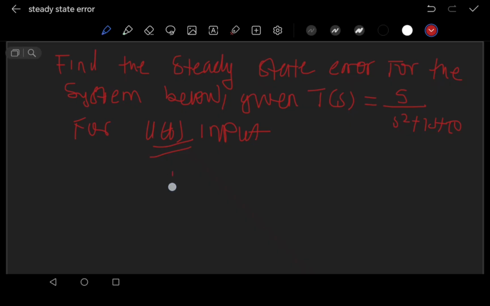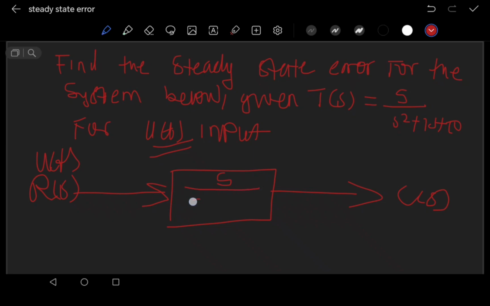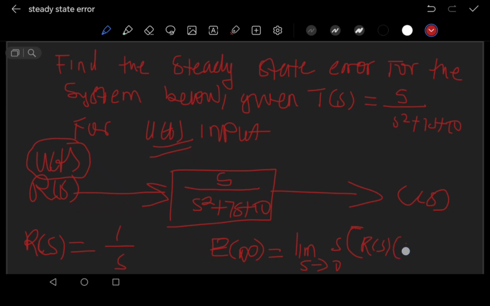First things first, we can draw the block diagram. This is our output, this is our input, which is our unit step function, then our T(s) is 5 over s squared plus 7s plus 10. Then what is our R(s)? Our R(s) is equal to 1 over s, because the Laplace transform of the unit step function is 1 over s. So what is the formula? The formula that we derived says e(∞) equals the limit as s approaches 0 of s R(s) open bracket 1 minus T(s).